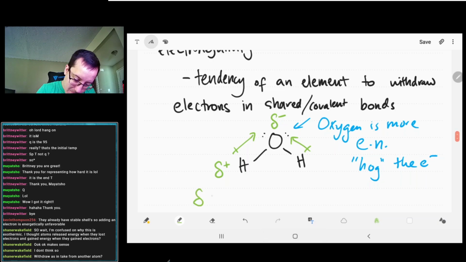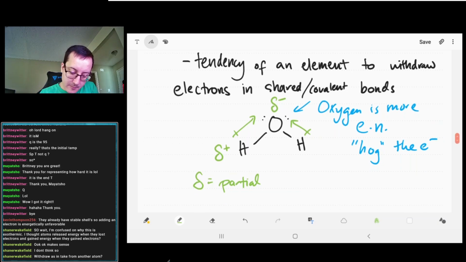If you've done calculus, you might have seen delta as a partial derivative. And here it just means partial charge. So it's either plus or minus. Okay, don't worry about that for now, though.